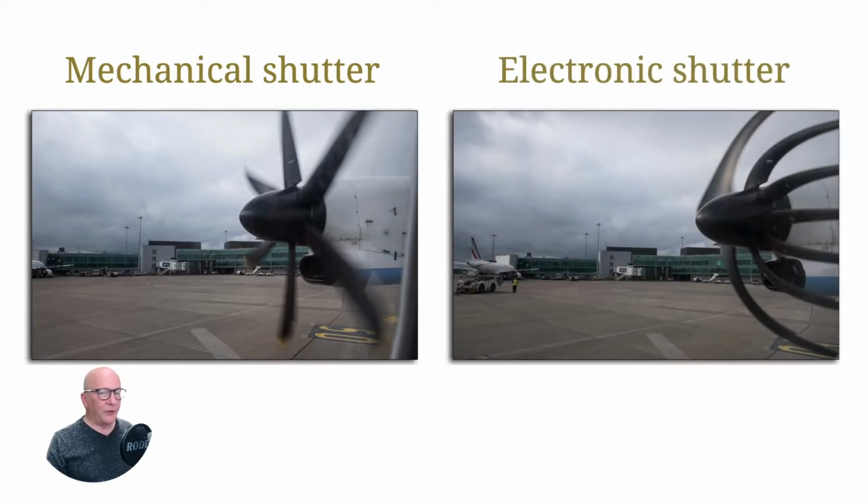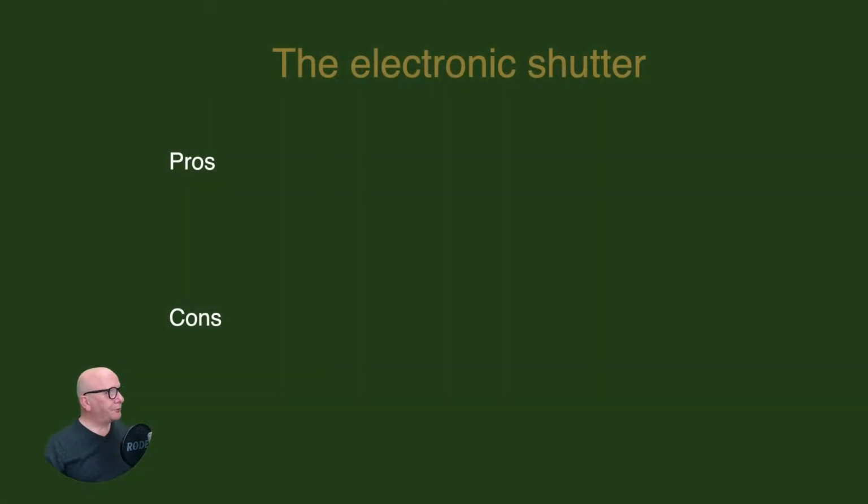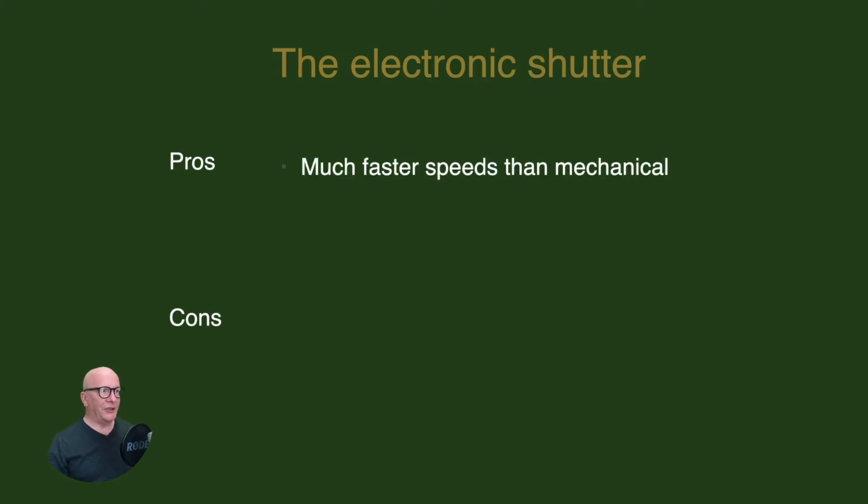Let's look at some other differences between electronic shutters and mechanical shutters. The electronic shutter has some really good advantages. One, you can shoot at much faster speeds than mechanical. I've already said you can shoot at speeds on some cameras up to 32 thousandths of a second, as opposed to 8,000 on a mechanical shutter.